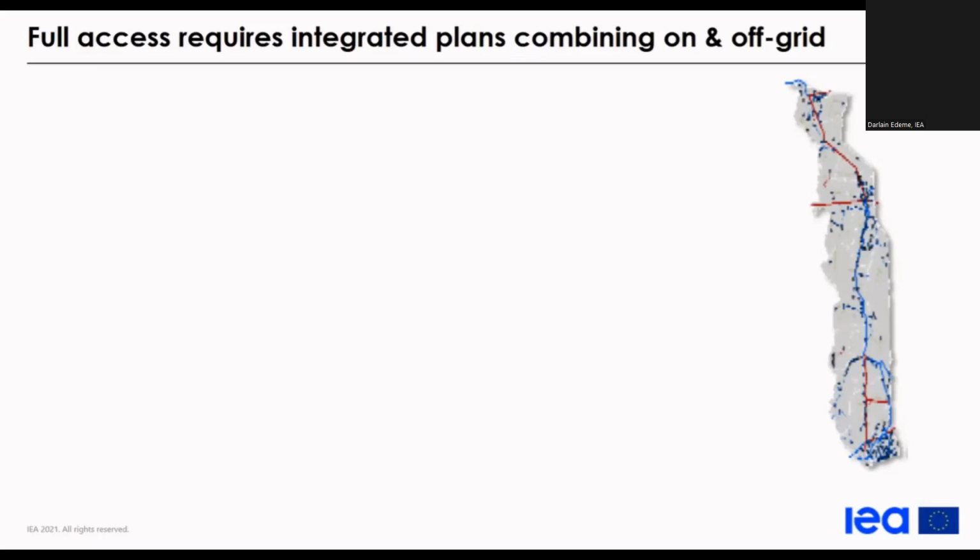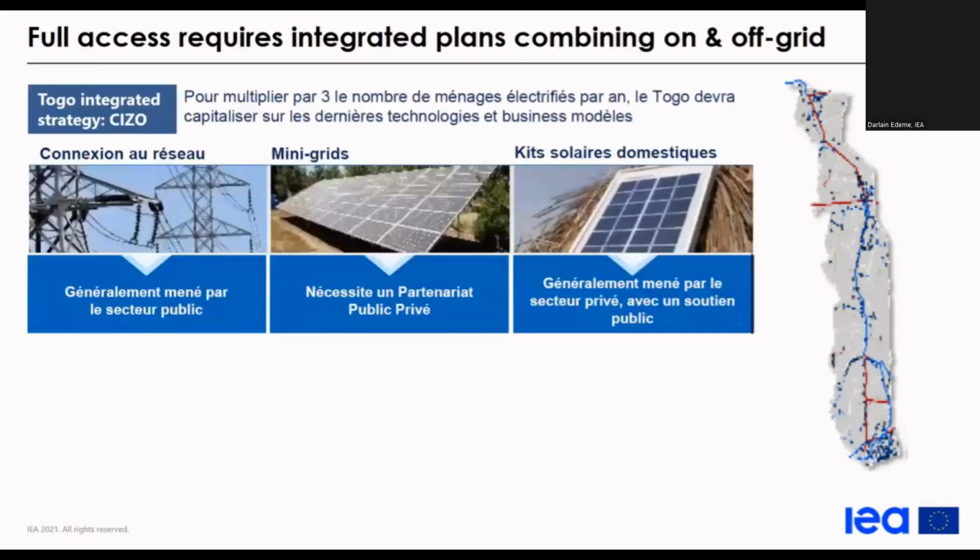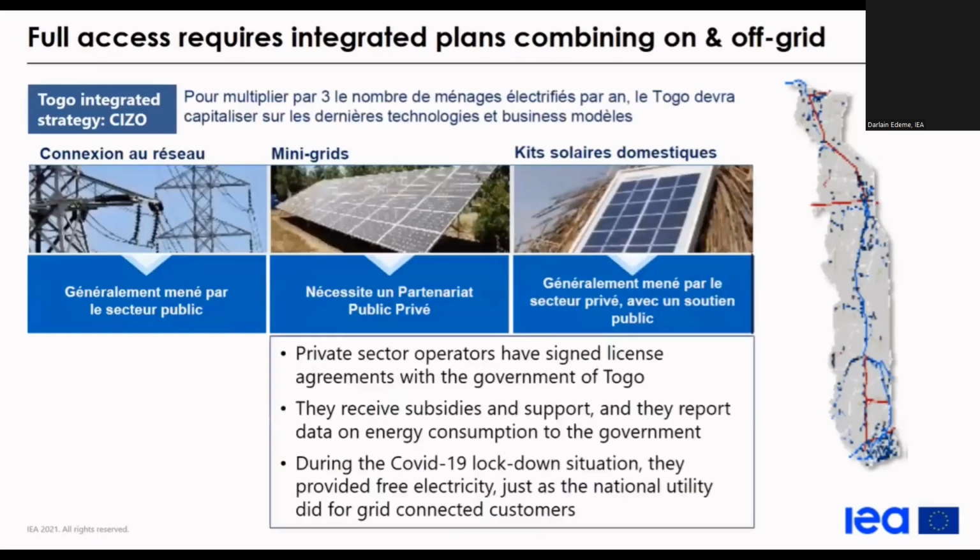But what the analysis conducted by the government shows is that it's not economical and it's better to also rely on mini grids and on solar home systems. So this is the integrated strategy named CIZO in Togo, which relies on extending and densifying the grid in some areas, but also partnering with private sector under license schemes to develop mini grids and solar home systems.